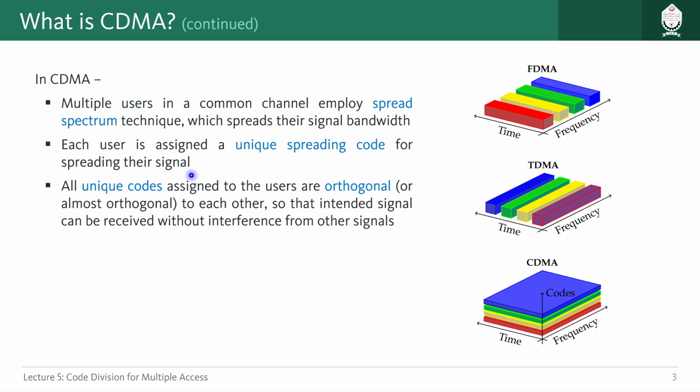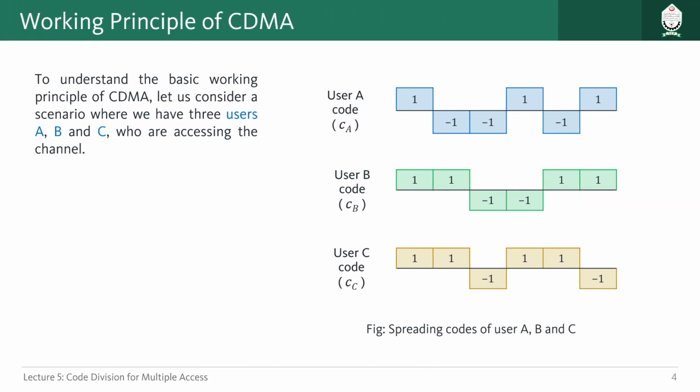So this is just a brief understanding of how code division multiple access works, but now we are going to understand in detail how it works. So let us start with that. First of all, we will understand the working principle of CDMA in detail.